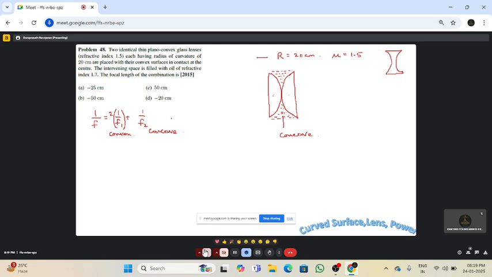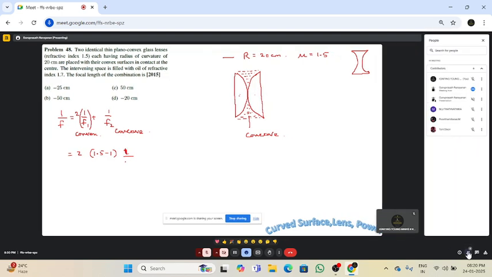Because I can write 1 by f3, and that and this will be equal. So that means I can write it as 2 times this. 1 by f1, I can say it is refractive index 1.5 minus 1 into 2 by r. But this is plano convex, so we should put only 1, only 1 by r will come. 1 by r, sorry, radius of curvature 20.